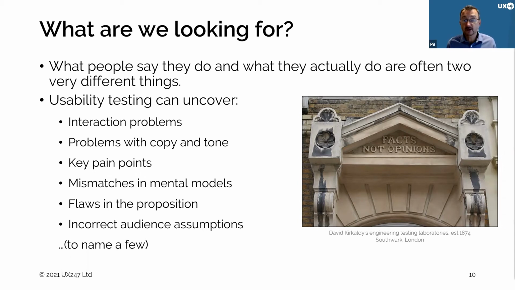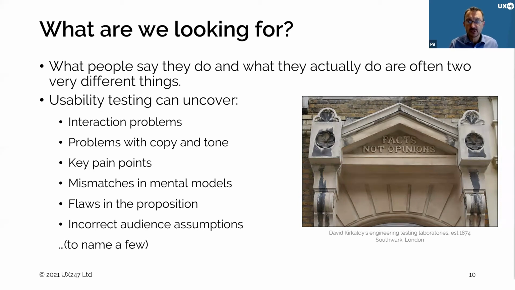And then also incorrect audience assumptions. Again, Rich mentioned personas, which is a tool we use a lot, but some customers don't have a very clear idea about who their audience is. And so when you actually get the interface in front of them, you start to realize, we've got this audience slightly wrong, and what we've done is slightly wrong. So that's what we're looking for.